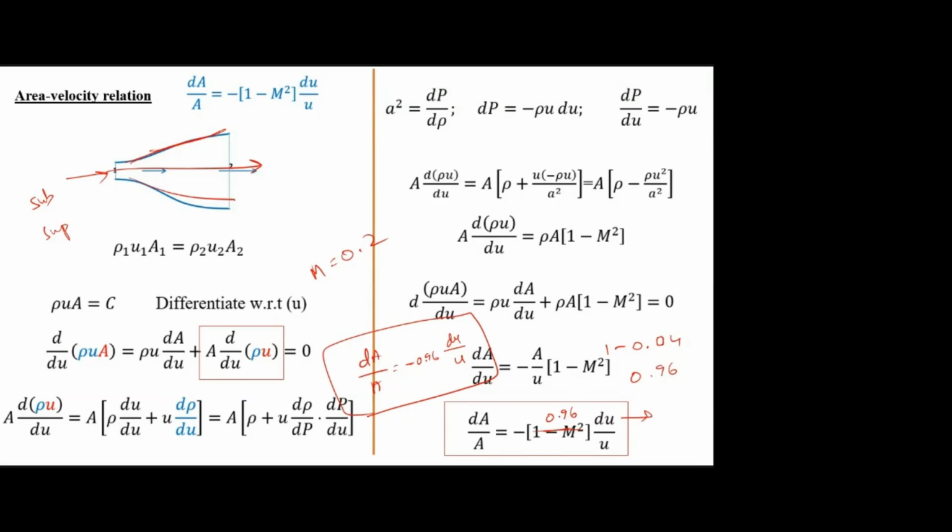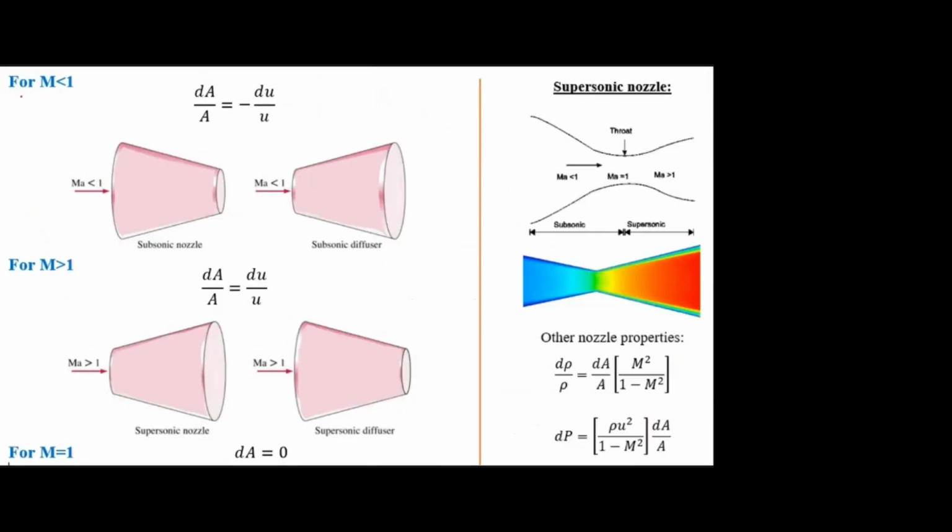So that they are taking here. For Mach number less than 1, dA by A is equal to minus some term into du by u. So this shows both behave in the opposite manner. That is, if area increases, then velocity will decrease. This negative sign shows that. Okay, area increases means velocity will decrease, so it behaves in the inverse, opposite manner. Or if area decreases, velocity will increase.